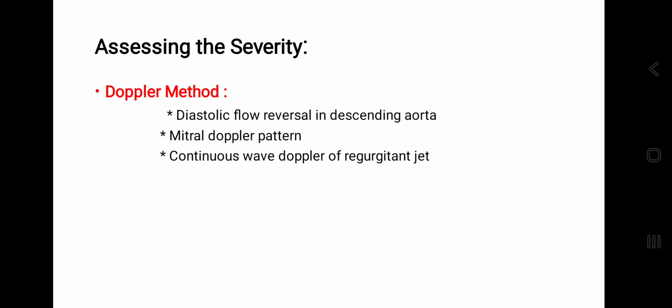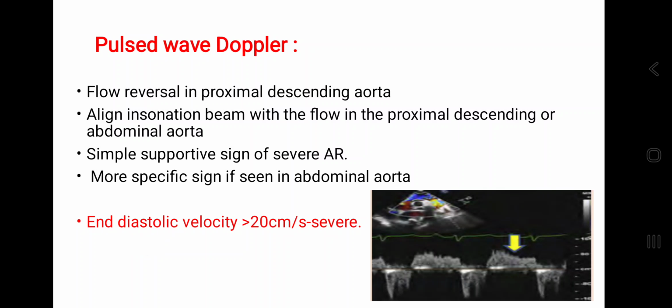Assessing the severity by Doppler method: diastolic flow reversal in descending aorta, mitral Doppler pattern, continuous wave Doppler of the regurgitation jet. Then pulse wave Doppler, flow reversal in proximal descending aorta. Align the insonation beam with the flow in the proximal descending or abdominal aorta. Simple supportive sign of the severe AR. More specific sign if seen in abdominal aorta.